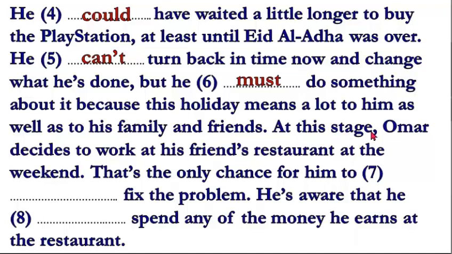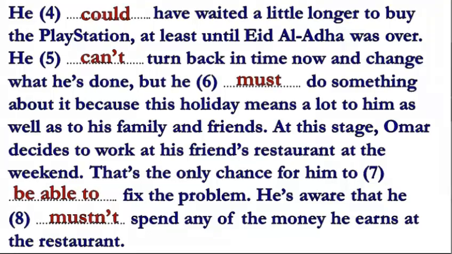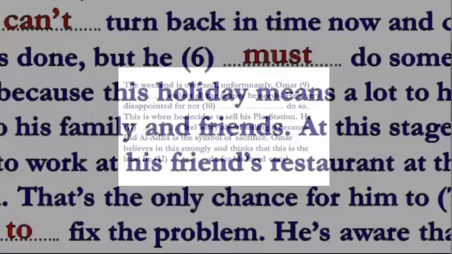Next, at this stage, Omar decides to work at his friend's restaurant at the weekend. That's the only chance for him to be able to fix the problem. Number 8, he is aware that he spend any of the money he earns at the restaurant. Of course, he mustn't spend any of the money he earns at the restaurant.